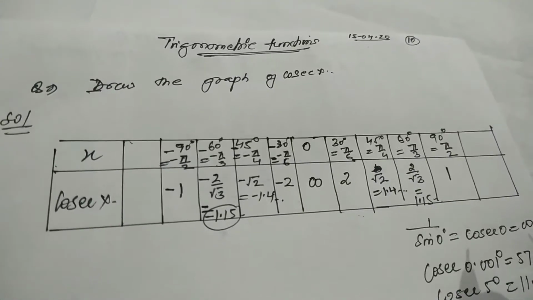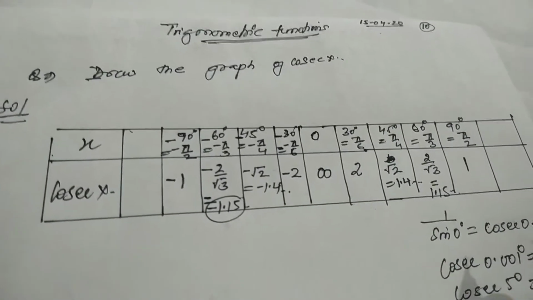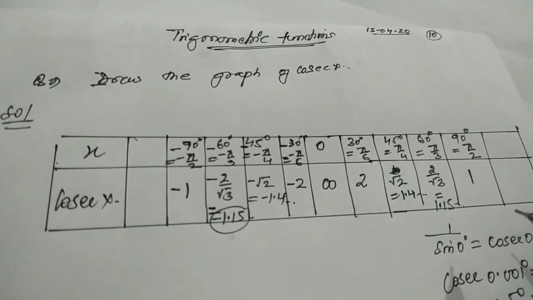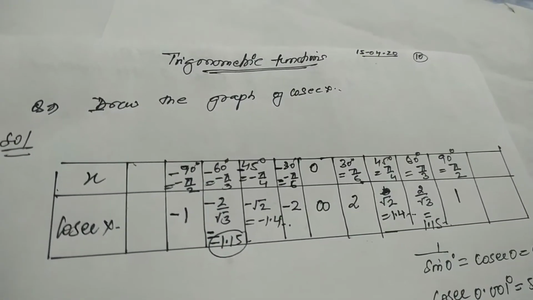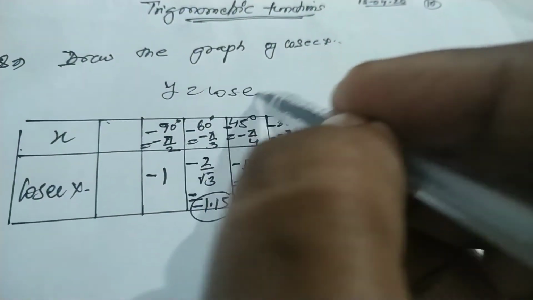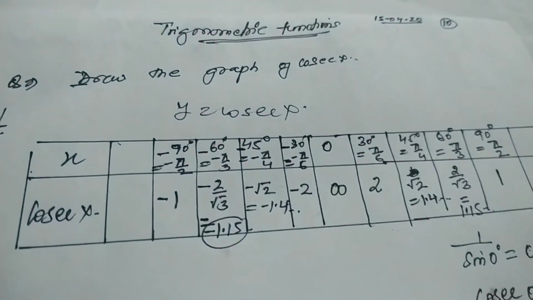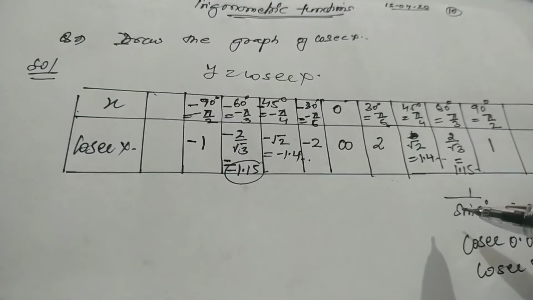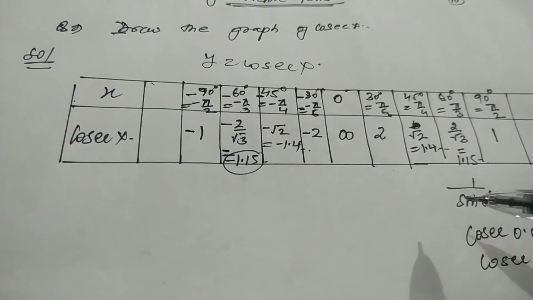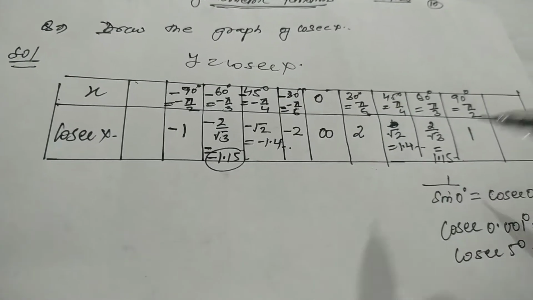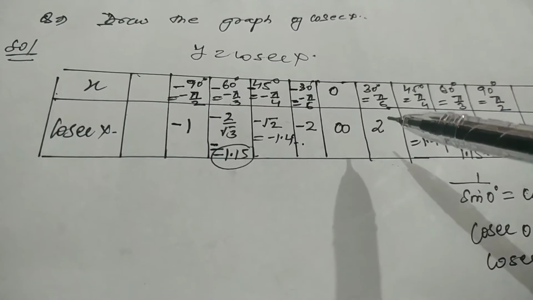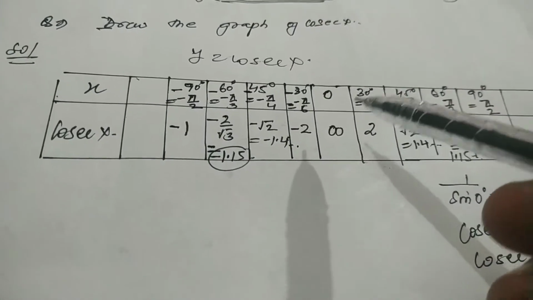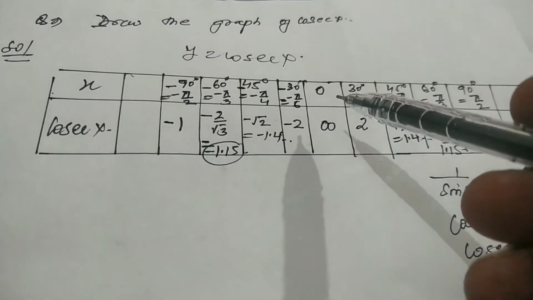In the last session, we discussed the graph of tan x, and today we will draw the graph of cosec x. This is the graph of y equals cosec x, and we put in the value of x and get y. That is, x is the independent variable, the x-axis, and y is the dependent variable, that is, y depends on x, the y-axis. We are just drawing the graph in the first quadrant and the fourth quadrant, like this one.